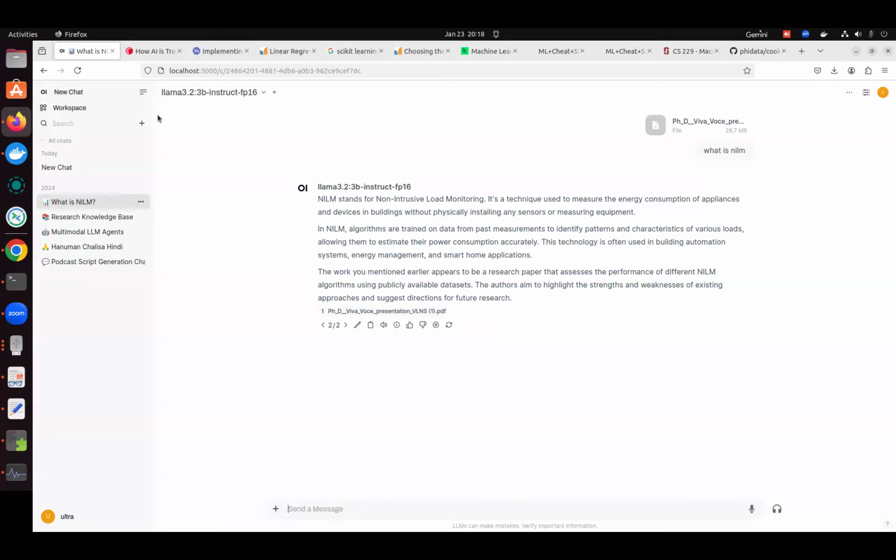In NLM, algorithms are trained on data from past measurements. This is not the information coming from the model; this is the information coming from the document. So whenever a research paper comes and you want to understand it, rather than going through the paper, you can directly ask questions on it and get the answers. This is also called PDF chatting, because you are chatting with a PDF. On the opposite side, there is no person. It's actually a PDF, and you ask the questions and it gives the answers.